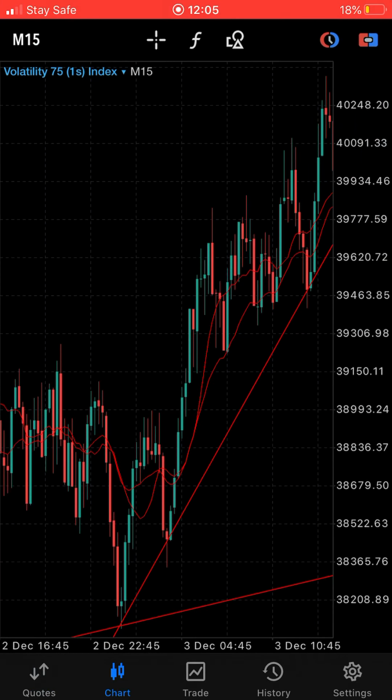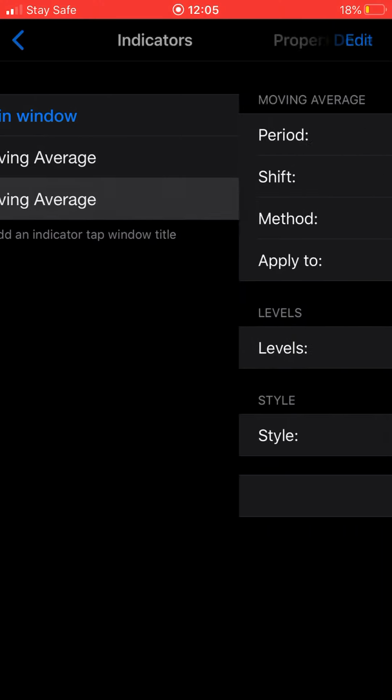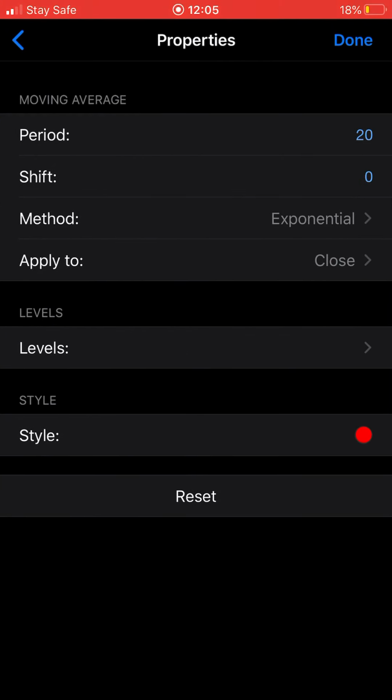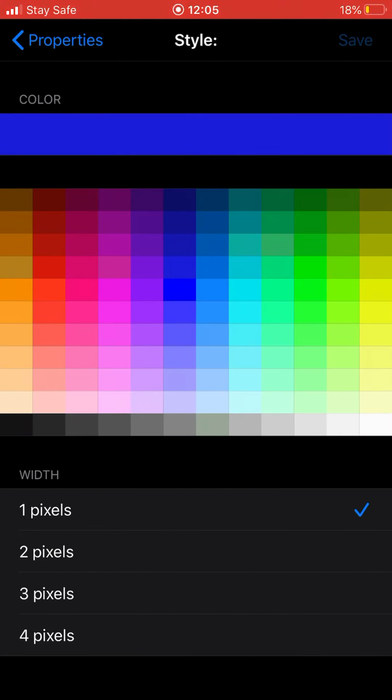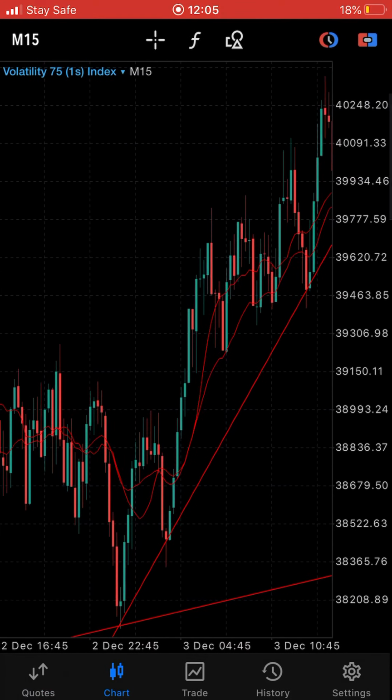Sorry, it didn't work like that. Change this to blue, save.